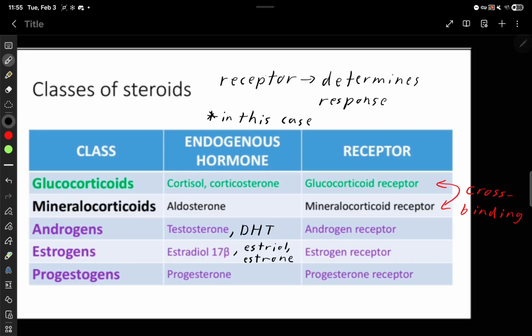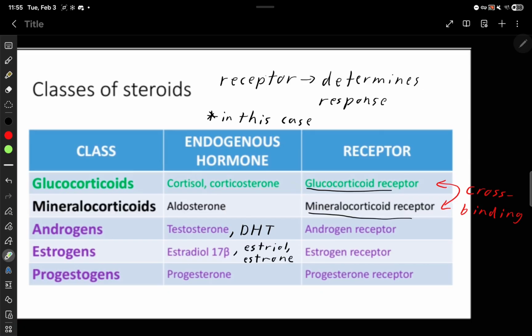So the sex steroid receptors are quite straightforward. You've got androgen receptors, estrogen receptors, and progesterone receptors for your androgens, estrogens, and progestogens. Now for your corticoids, your glucocorticoids have their glucocorticoid receptors and your mineralocorticoids have their mineralocorticoid receptors. But what's interesting is that there's a lot of cross-binding here, meaning that aldosterone can also go and bind onto your glucocorticoid receptors and produce the response that normally your cortisol does.